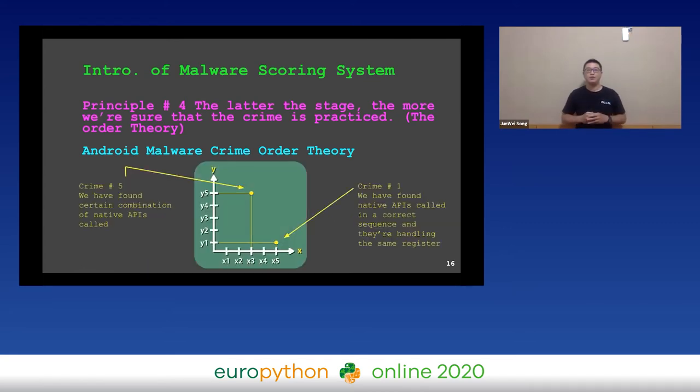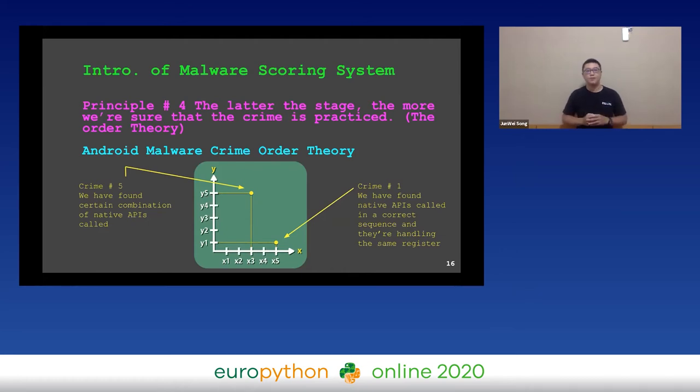Okay, so now you can see from this picture. This is a 2-dimensional map for Android malware crime. And for the crimes, we put them in y-axis. And for each crime, we use x-axis to see the evidence we caught for this crime.